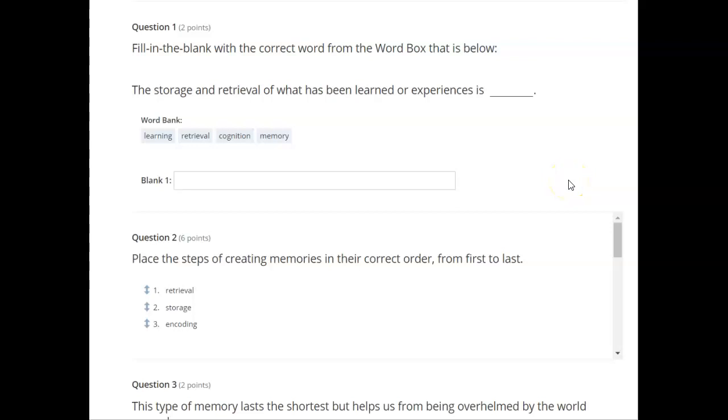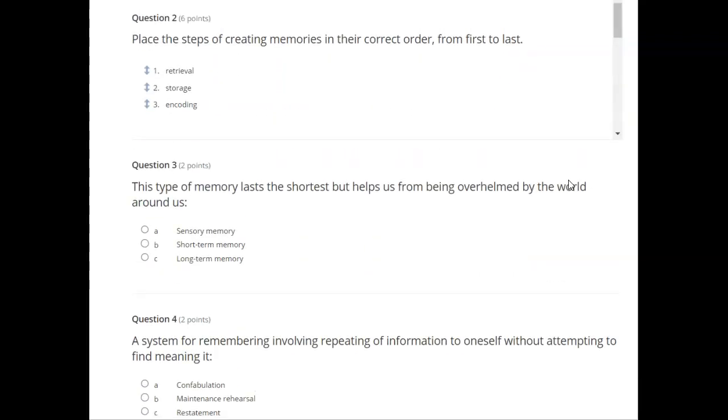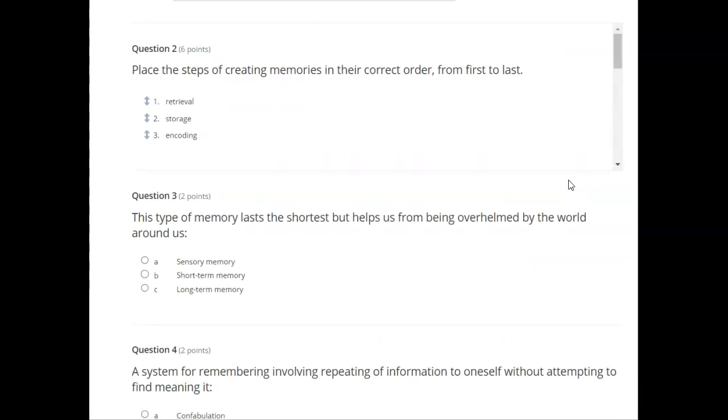Fill in the blank with the correct word from the word boxes below. The storage and retrieval of what has been learned or experienced is blank. Learning, retrieval, cognition, memory. Place the steps of creating memories in their correct order from first to last. Retrieval, storage, encoding.